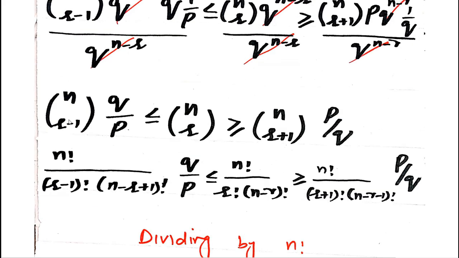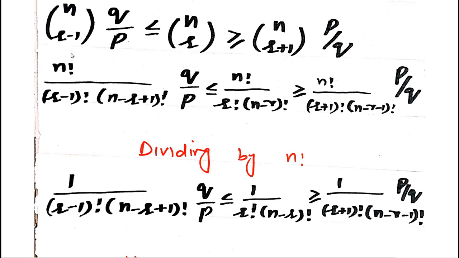Now we open the combination formula, which, as you know, is nCr equal to n factorial over r factorial over (n minus r) factorial. So we expand the combination formula here. N factorial over (r minus 1) factorial, the difference of these two terms factorial, (n minus r plus 1) factorial, times q by p. Here n factorial over r factorial (n minus r) factorial. N factorial over (r plus 1) factorial (n minus r minus 1) factorial.